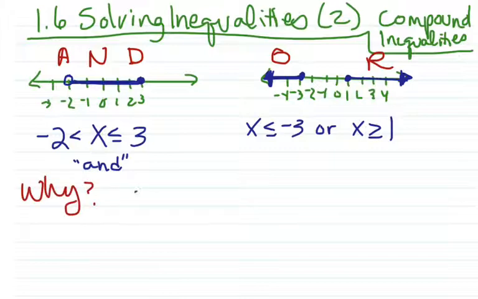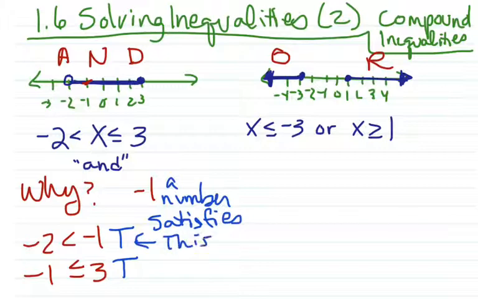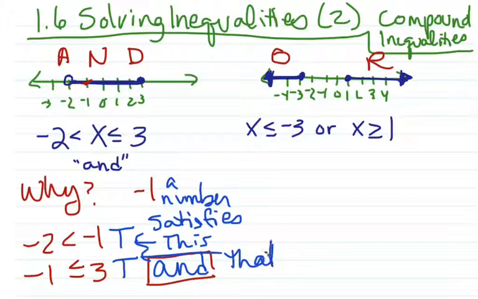Why is it really that way? Well, if I take one number that's in the shaded part here, like -1, and stick it in that inequality, -2 is less than -1, that's true. And then in the other part of the inequality, -1 is less than or equal to 3, that's true. So I have a single number that satisfies both parts of the inequality. So it's AND.